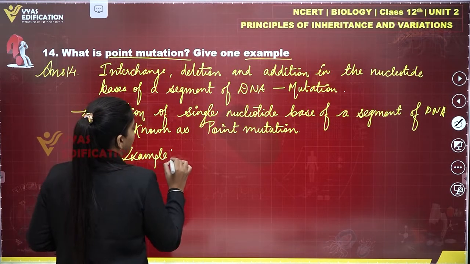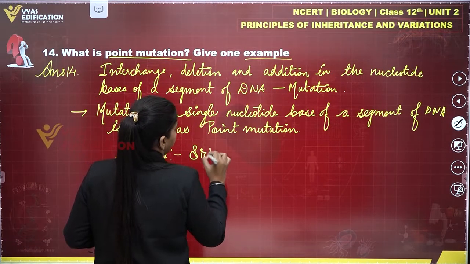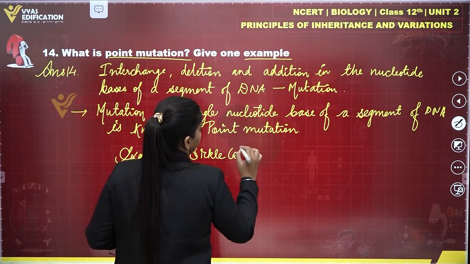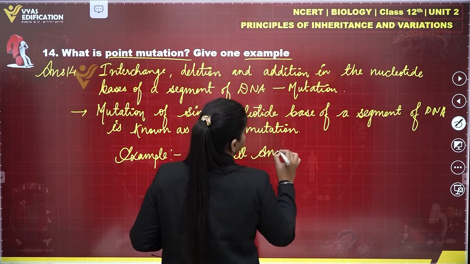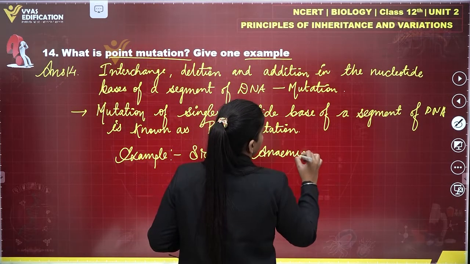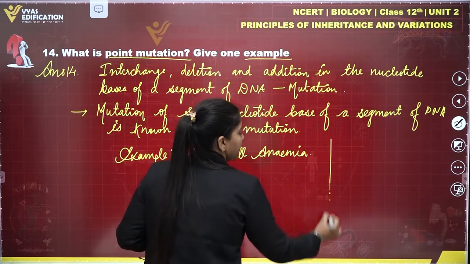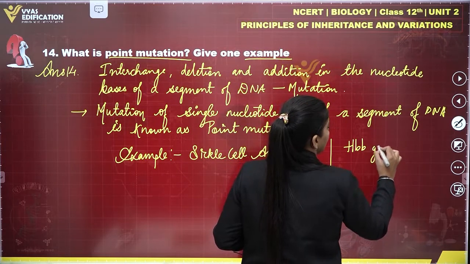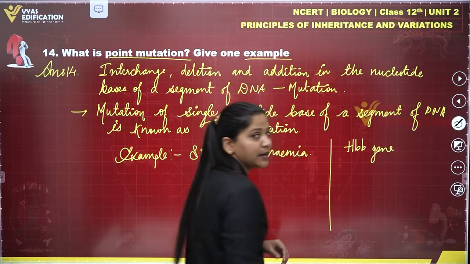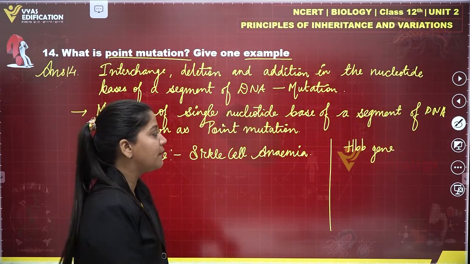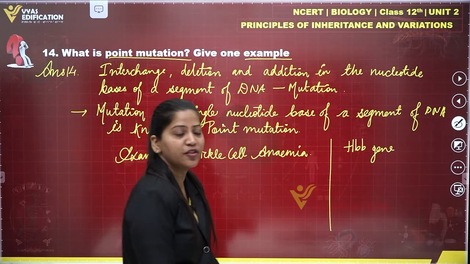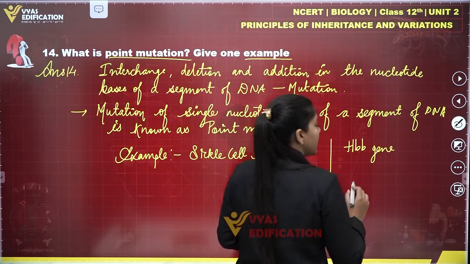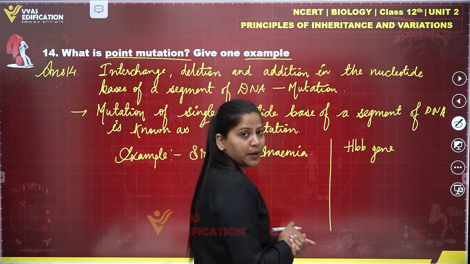All right. If we're talking about an example, we have sickle cell anemia. What happens in sickle cell anemia? Suppose we have the HBB gene, which is a normal gene for our erythrocytes, our red blood cells. The HBB gene has many nucleotide base pairs.